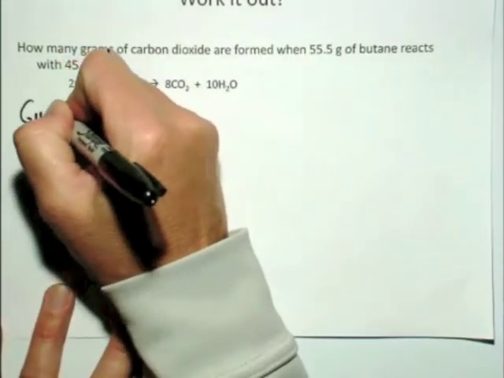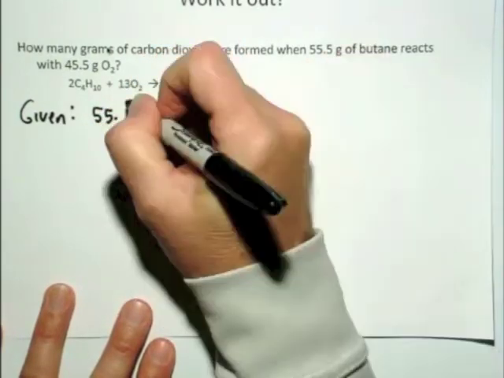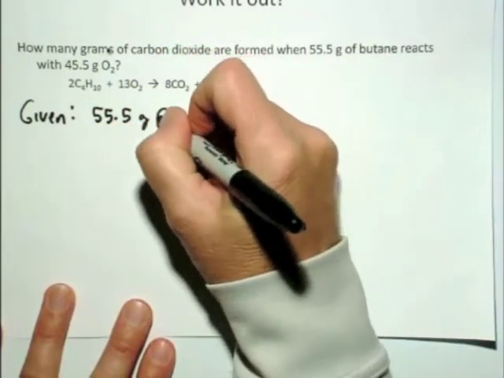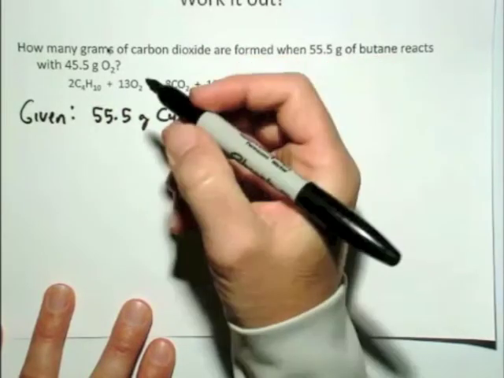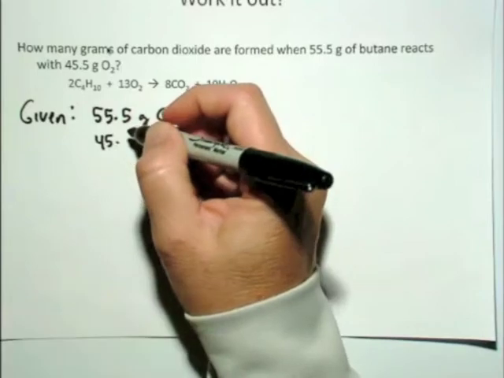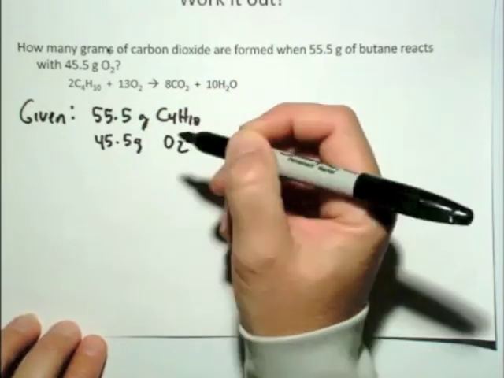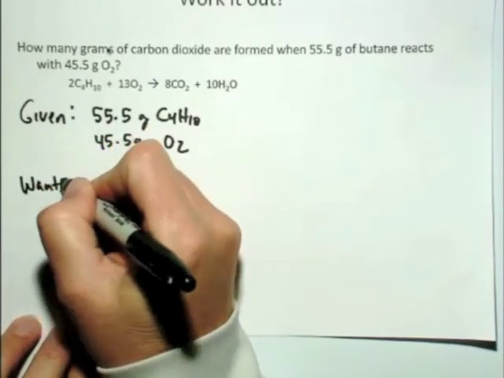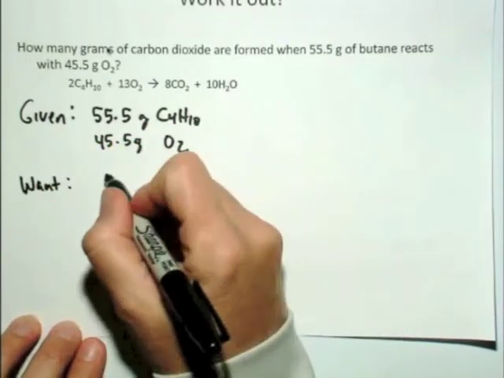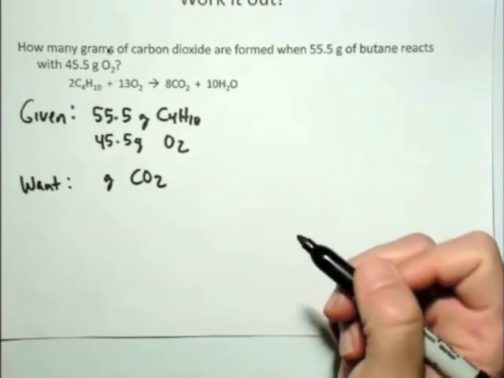In this case, what's given is we have 55.5 grams of butane, and we also have 45.5 grams of oxygen. And what we want is to figure out the number of grams of carbon dioxide that was formed in this particular reaction.